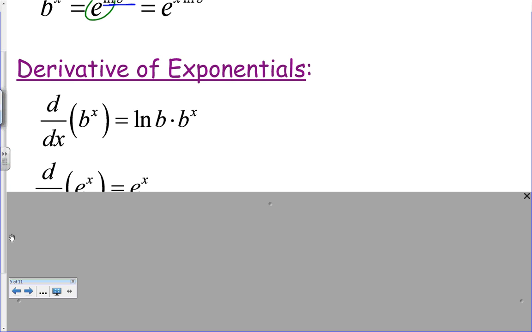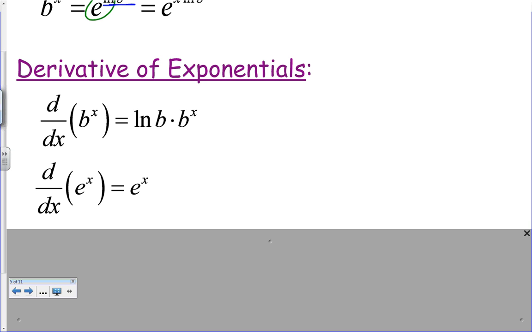In fact, here to remind you of those properties, here's your rule for the derivative of exponential functions. The derivative of b to the x is the natural log of the base, natural log of b, times b to the x. Or if it's just your base e exponential function, because the natural log of e is 1, this just turns out to be e to the x.